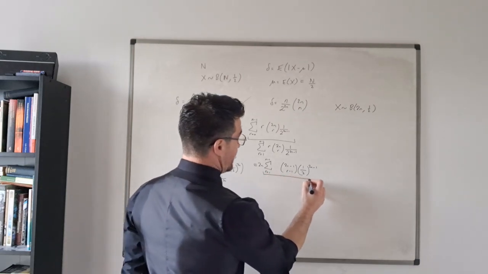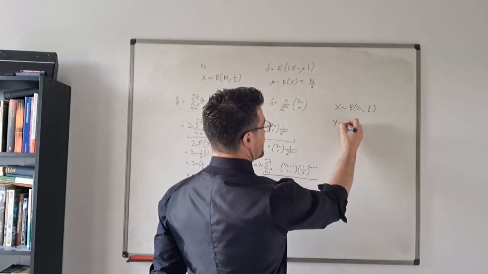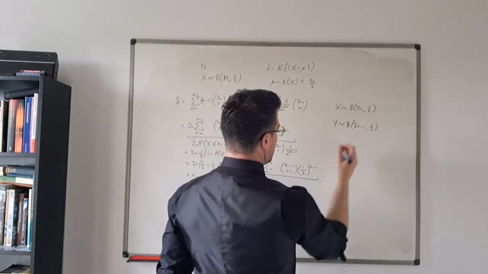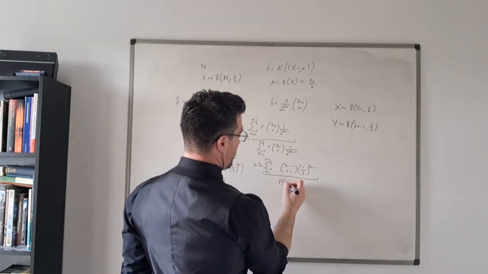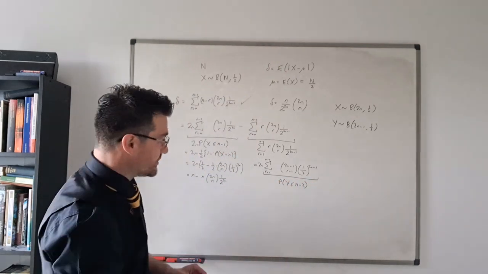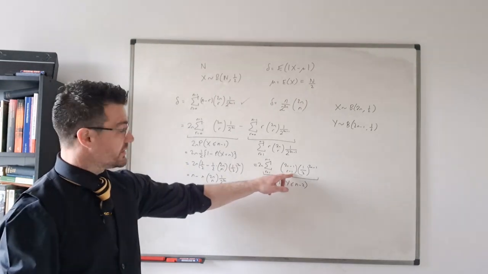Now, what is this thing? Again, I missed this the first time round. If we've got Y distributed binomially with parameters 2n minus 1 and a half, this is the probability that Y is less than or equal to n minus 2. Yes, n minus 2. Why n minus 2? Because notice that here we've got r minus 1.